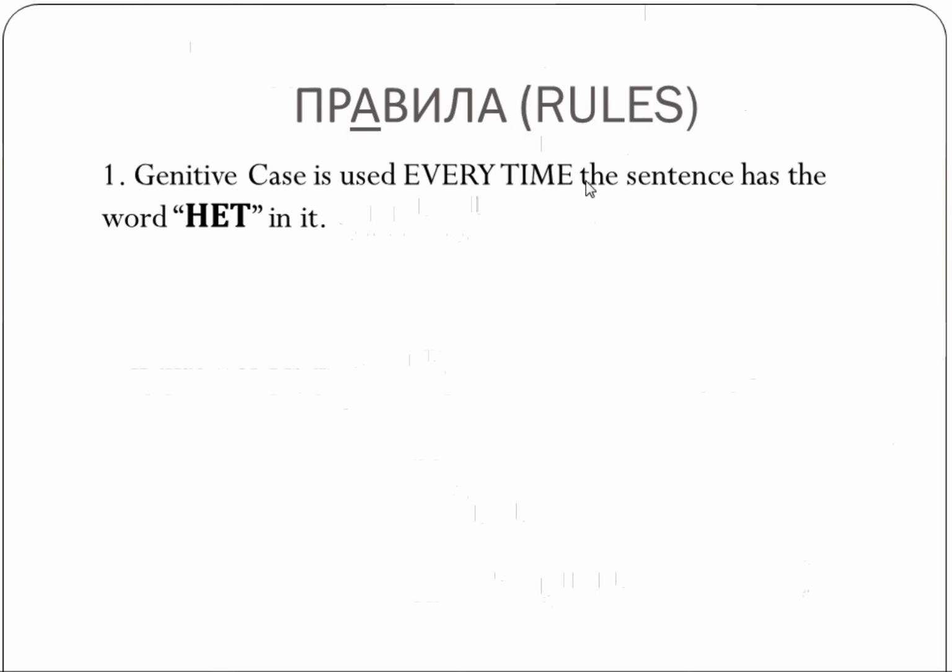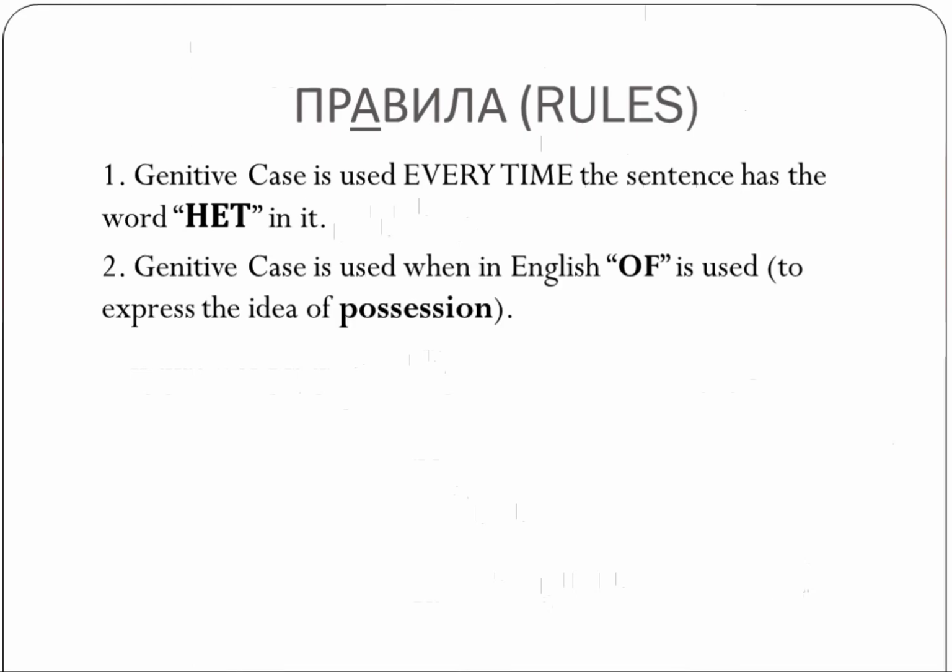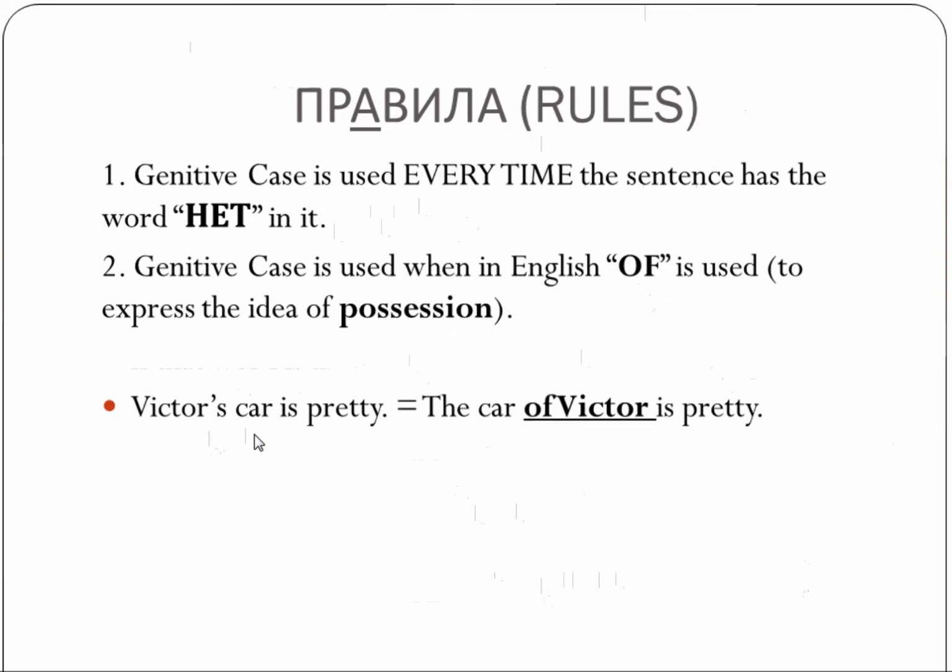Genitive case is used every time the sentence has the word нет in it. I want to introduce the second rule, the second situation when in Russian we use genitive case. And this is when in English you're either using of or expressing possession in some other way. So for example, if you say Victor's car is pretty, Victor's car can be rewritten in this way, the car of Victor. And of Victor is what will go into genitive case because of the presence of this of in the English sentence.